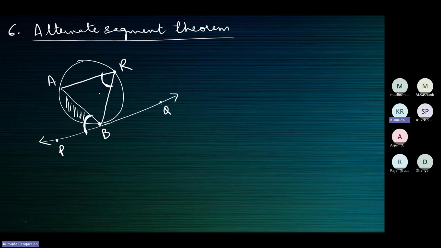Why is this the alternate segment? Because this angle between the chord and the tangent passes through this segment, which is the minor segment. So the other segment becomes the alternate segment.